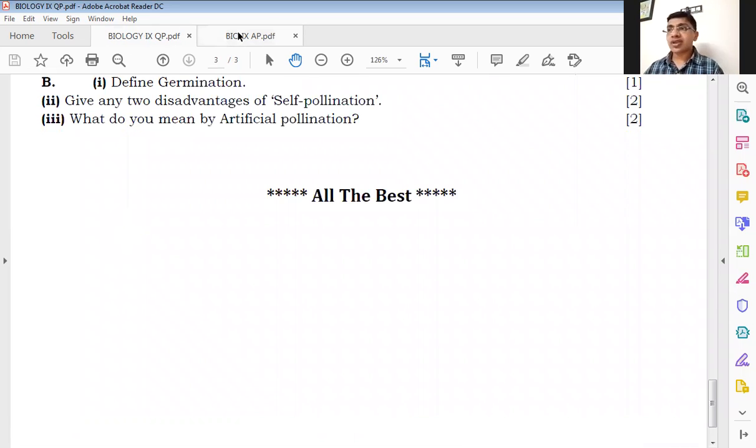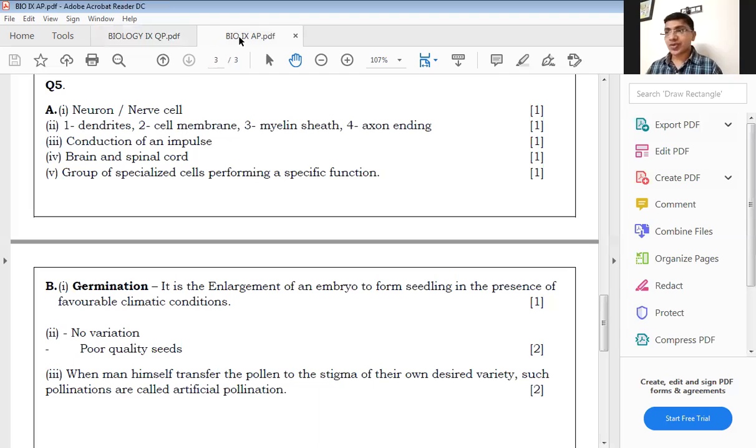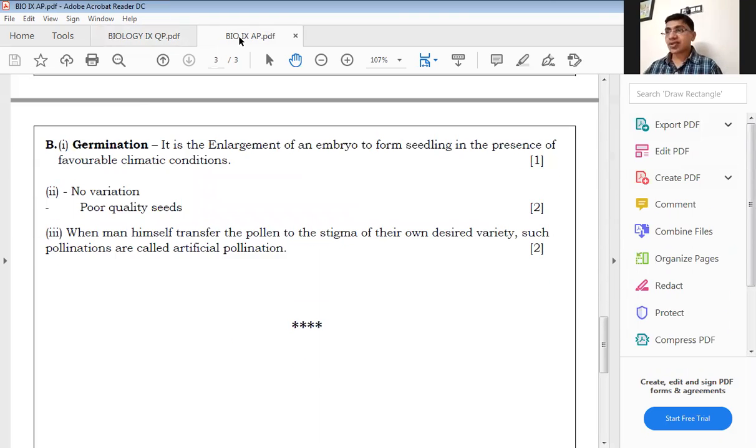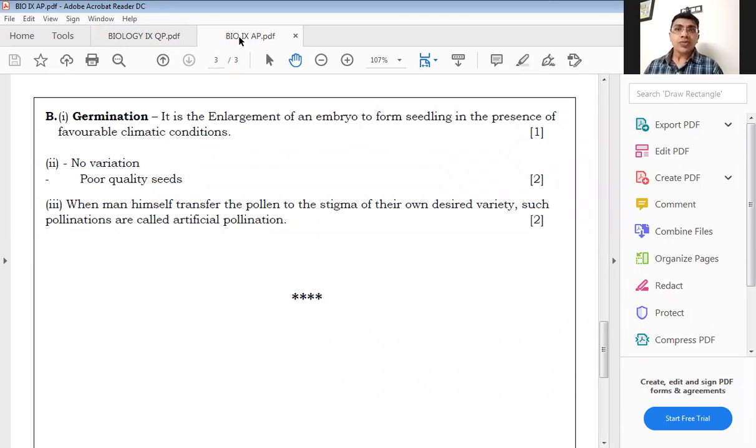Now let's go to question number B, the last main question, and the first in that is define germination. So let's try to define germination, right? Let me just go to this, yeah, here it is. So germination is the enlargement of an embryo to form a seedling in the presence of favorable climatic conditions, right? So we know it's the enlargement of the embryo inside the seed, which grows and develops into a seedling.